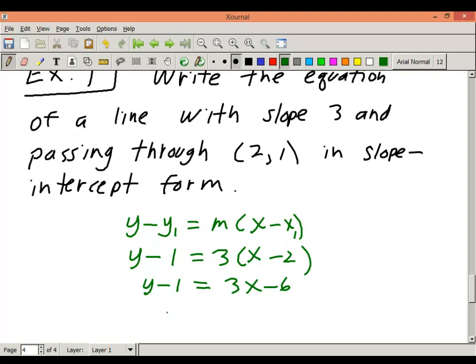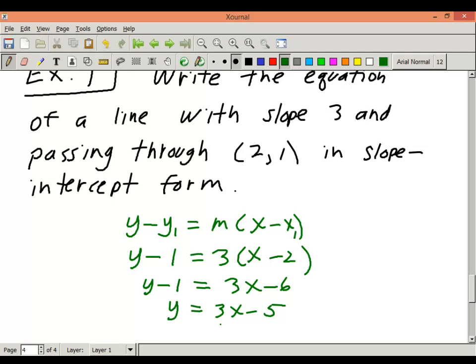And then we'll go ahead and add that 1. So we got y is equal to 3x minus 5. So that line right there with that equation passes through the point 2, 1 and has a slope of 3. You can see it has a slope of 3 right there. It's the number in front of x.